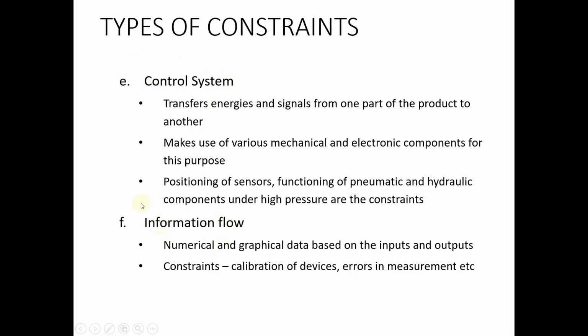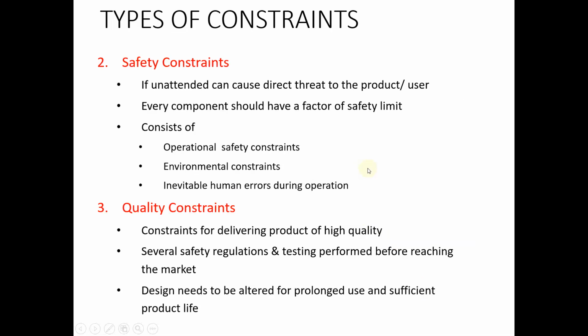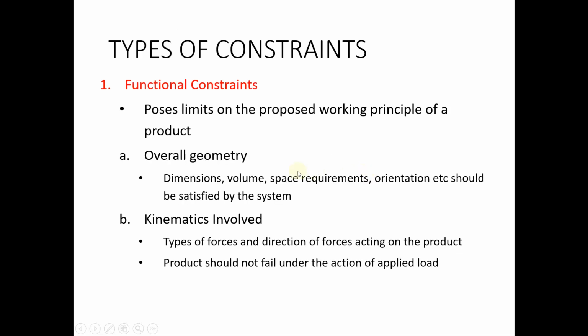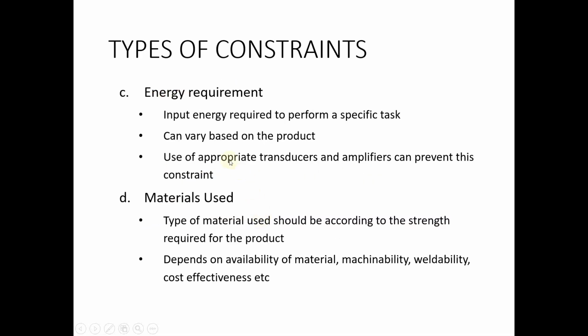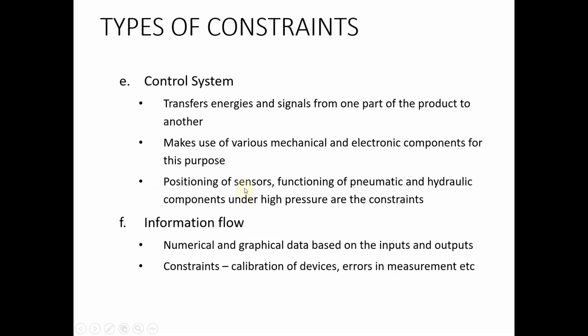Then how the information flow is taking place and what kind of information is being supplied to the end user, like whether it is graphical data or numerical data, and whether the instruments or the products are calibrated and whether the errors are measured, etc. All these are listed under information flow. So the functional constraints consist of overall geometry, kinematics involved, energy requirement, materials used, control system, and information flow.